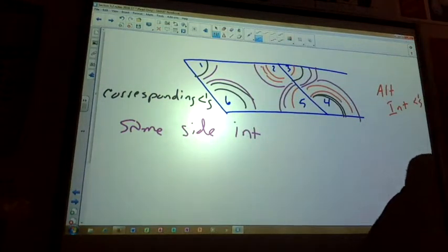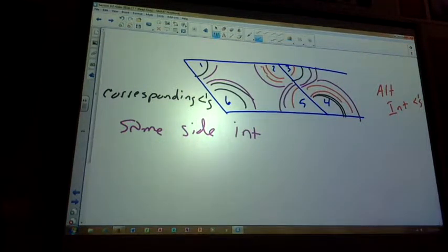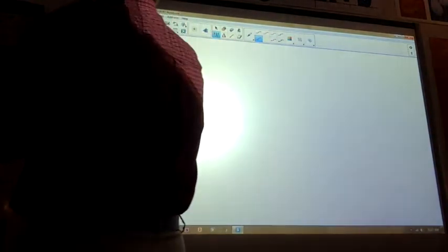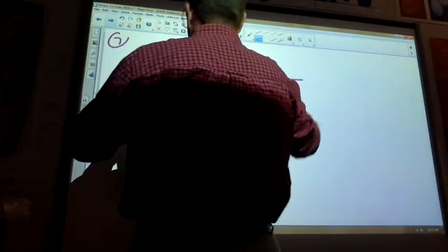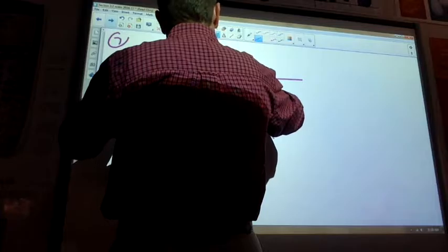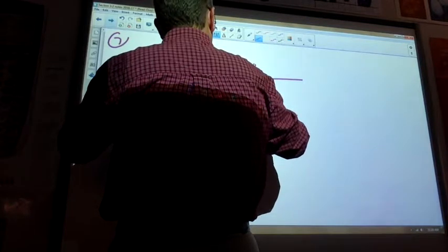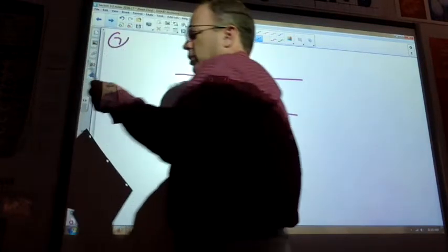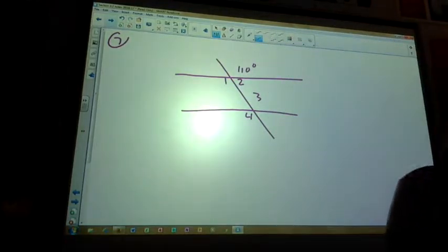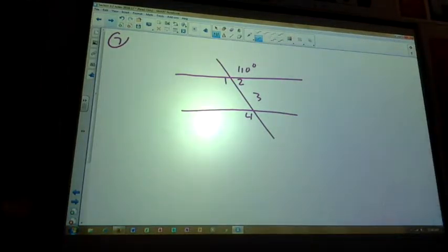Other questions from the worksheet? Even on the back side. Yeah. 7. Find the measure of each numbered angle, if possible. Remember, you may not assume that these are parallel lines.